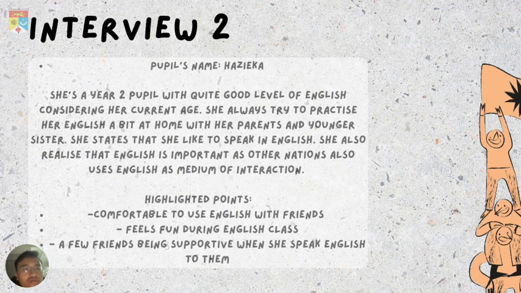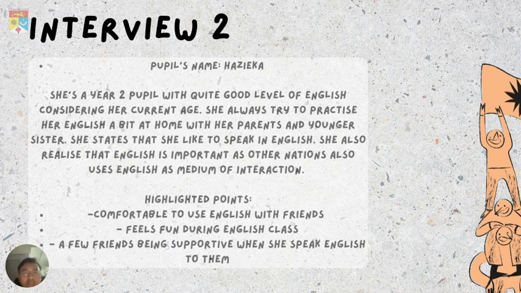Okay, now we move on to interview two. This time, this is a pupil named Hazika. She's a Year Two pupil with quite a good level of English considering her age. She always tries to practice her English a bit at home with her parents and younger sister. And she also states that during the interview she liked to speak in English.